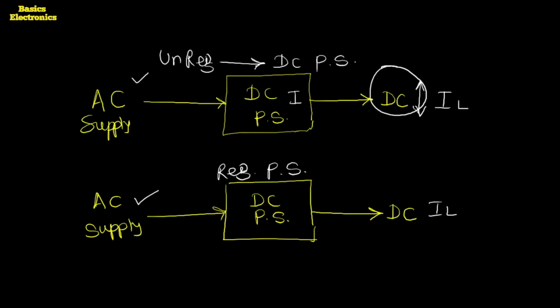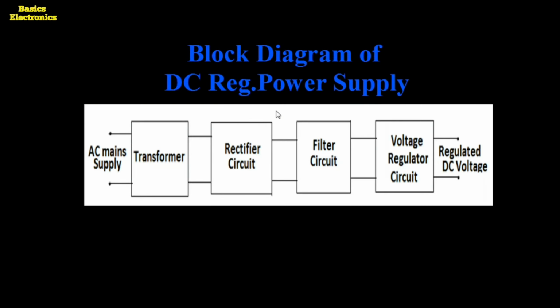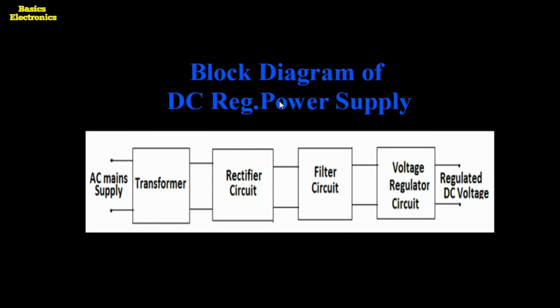Okay, so we move towards our next point, and that is the block diagram of the DC regulated power supply. Here we have to see in brief the introduction of the DC regulated power supply, and what blocks are available in it. So the first block is the transformer.